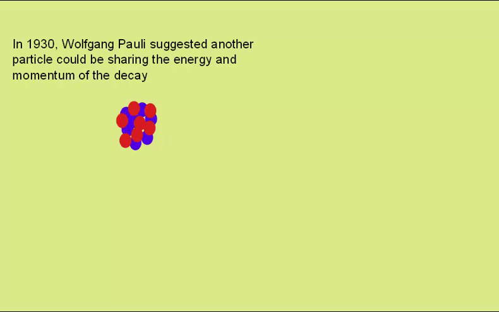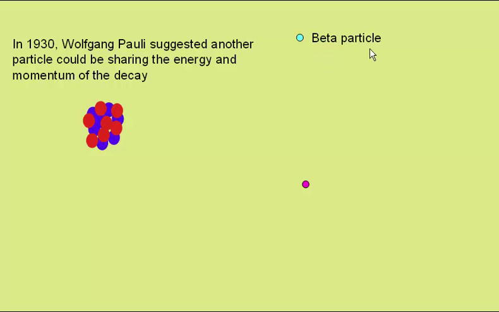In 1930, Wolfgang Pauli suggested that perhaps there was another as yet undetected particle that could be sharing the energy and the momentum of the beta decay, a little bit like this. The nucleus itself has recoiled and it has ejected the beta particle, or electron, and also the undetected particle, which Pauli named neutrino, or little one. Must be little to have been undetected at the time. In fact, it was later found that beta decay actually ejects an electron anti-neutrino.